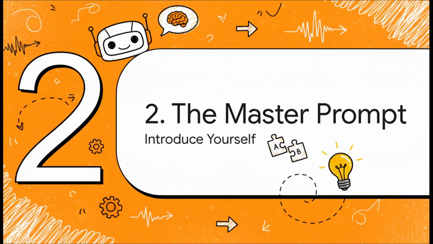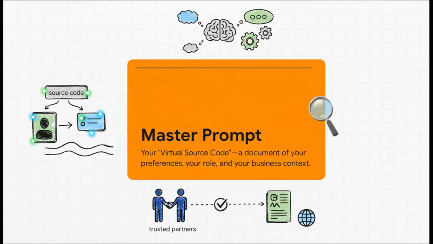So, you've got the tool. Now what? Well, now we need to give it context. If the AI sounds kind of generic or like it doesn't know you, it's because you've never really introduced yourself properly. And this is where protocol number 2 comes in, the master prompt. I want you to think of this as your virtual source code. It's basically a complete profile of you, who you are, what you do, your business, your goals, even the tone of voice you like to use. It's the difference between working with a total stranger and a trusted partner who already knows your entire backstory.